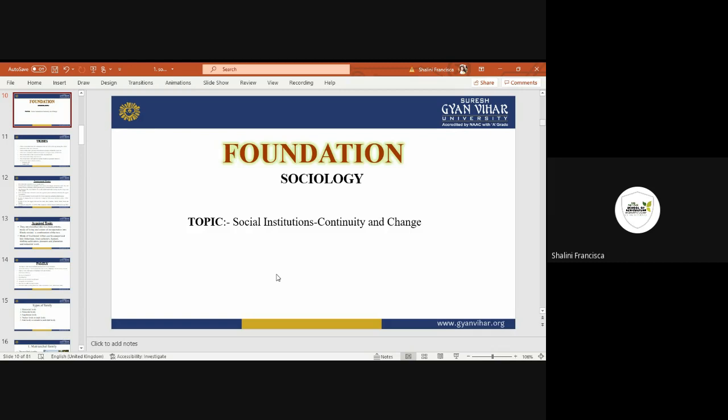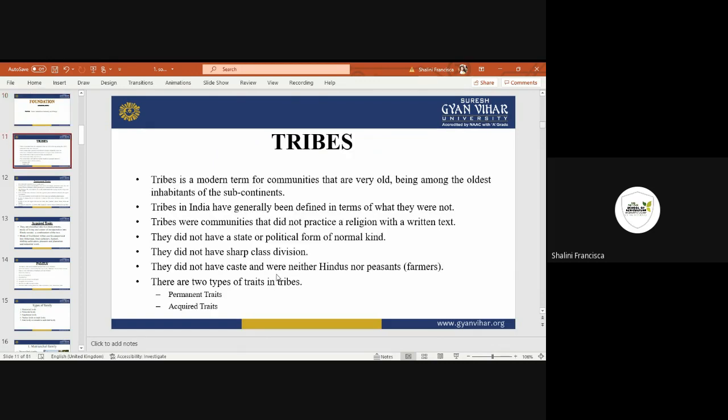Today's topic is about sociology, and the topic is institution continuity and change. Today, we will talk about two factors that constitute a social institution. One is tribe, and the second one is family. So, first, we will start with tribes.